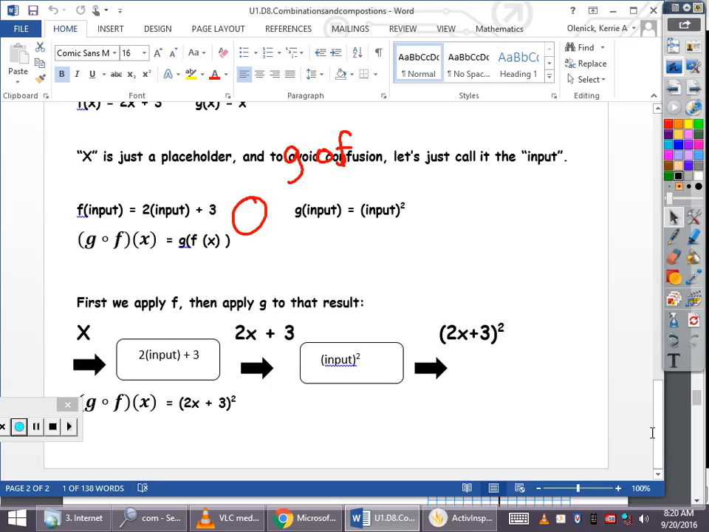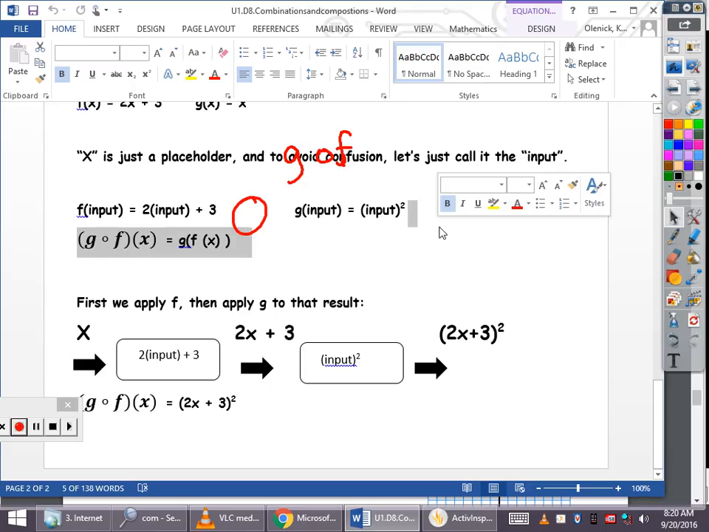I switched partway through the problem and decided to do g of f of x. So, g of f of x. What is f of x worth? 2x plus 3. Now, I'm going to plug that into the g equation.